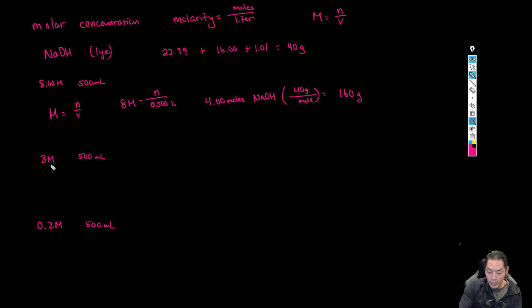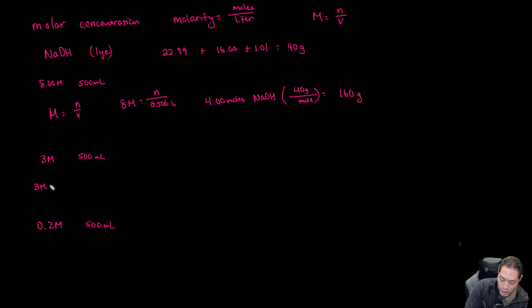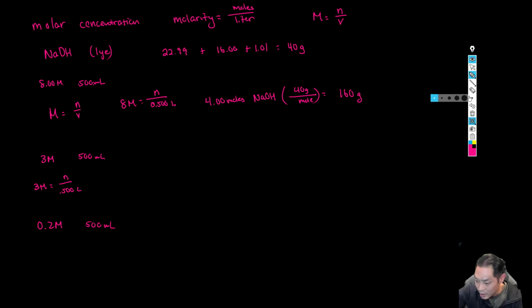Now, if I want to do a 3 molar from scratch, it's exactly the same process, but now instead of using 8, I'm going to do 3. So it'll be 3 molar is equal to n over, again, 0.500 liters. And again, instead of 3, let's make it more sig figs, so I'll be more confident in my answer.